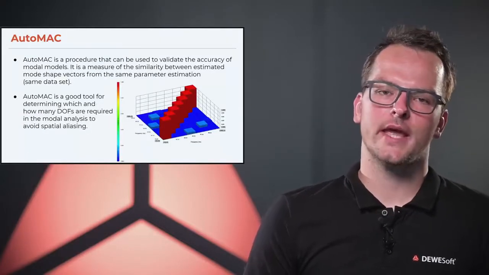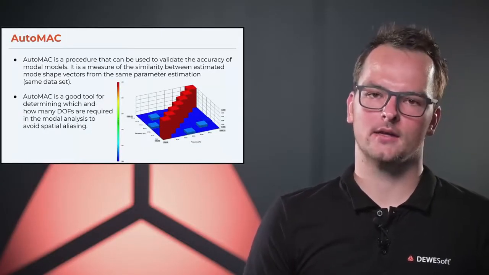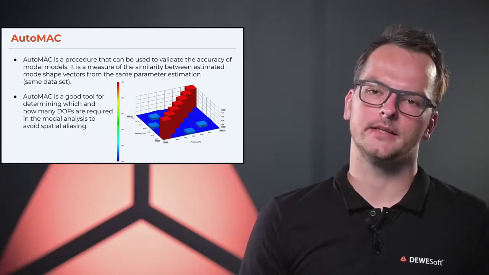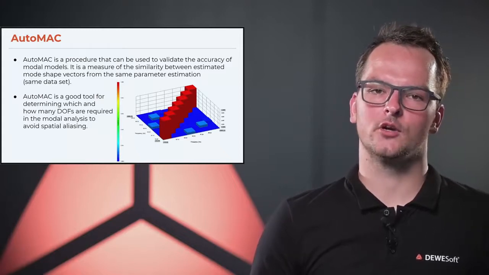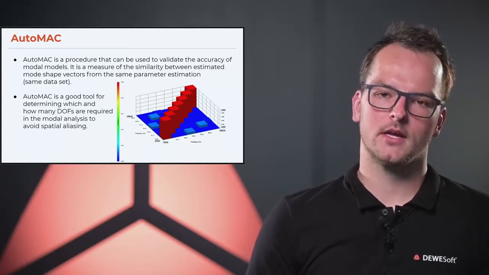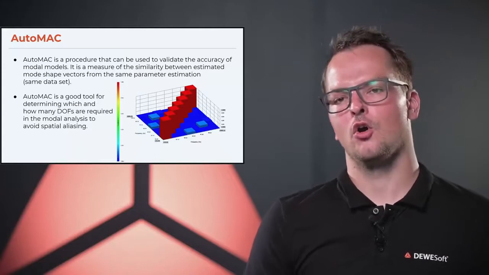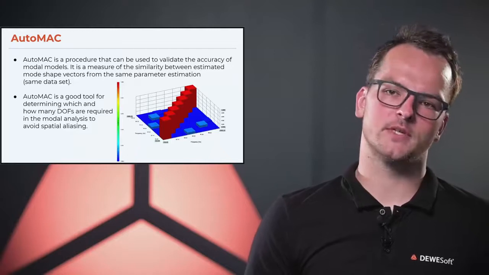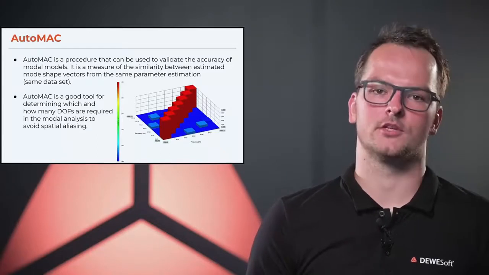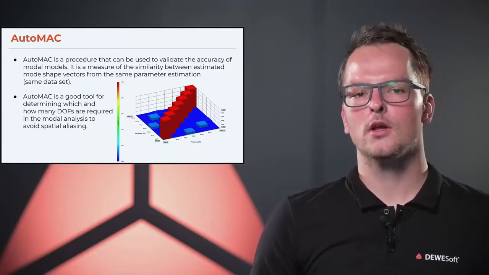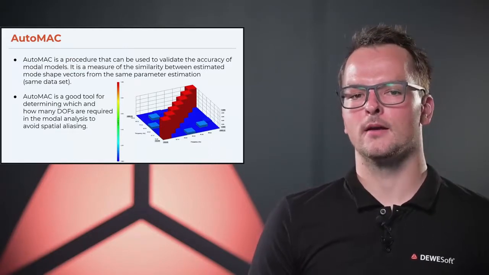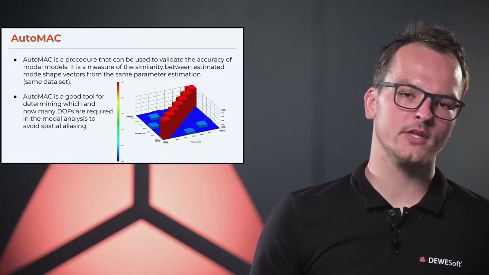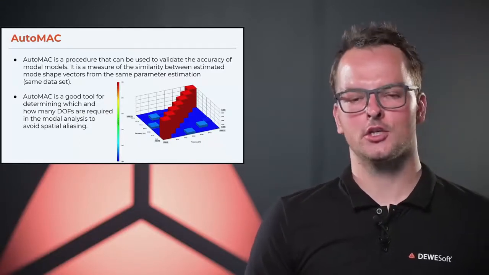So in Dewesoft, we calculate the so-called AutoMAC matrix. AutoMAC is a procedure that can be used to validate the accuracy of models. It's basically a measure of similarity between estimated mode shape vectors from the same parameter estimation. So it is a good tool when you are trying to see if you measured at enough points so that you avoid spatial aliasing.